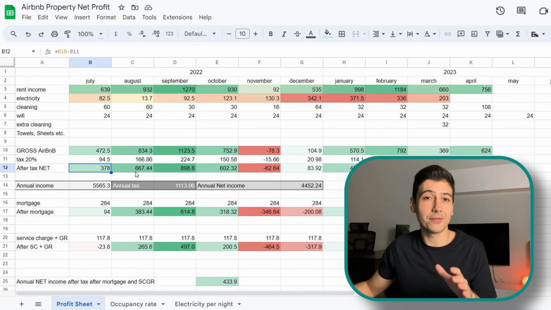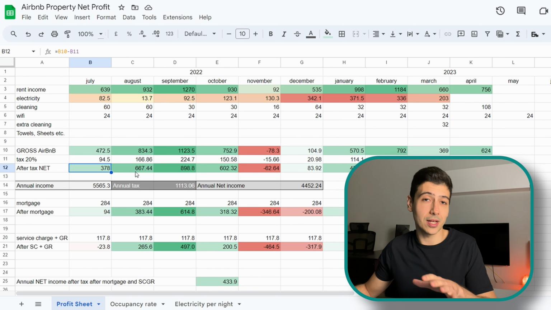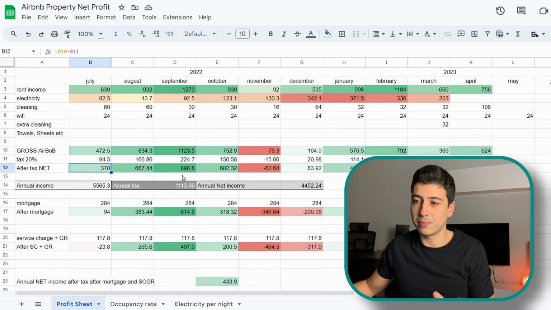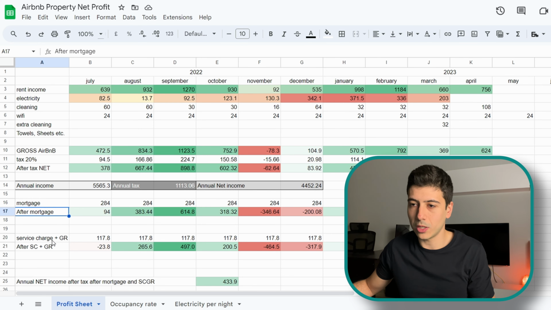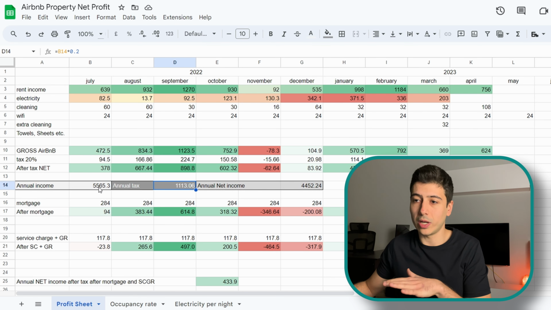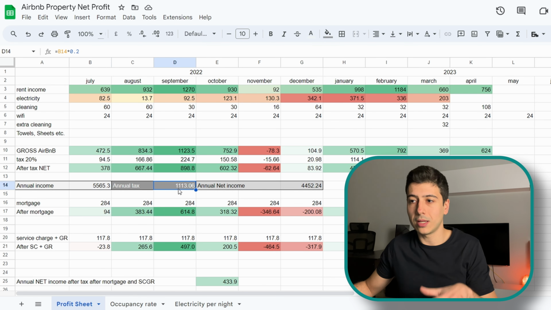The other reason I've calculated the net profit, so that's taking tax out of the gross profit, is for me to check if the property can cover some of its other expenses. So for example, over here below, you can see I have mortgage, after mortgage, service charges and ground rent, and after service charges and ground rent. So in this row, I pretty much sum up what we have in the rows above. So the annual gross income is 5,500, whereas the annual tax, so that's 20% out of this, should be 1,100.